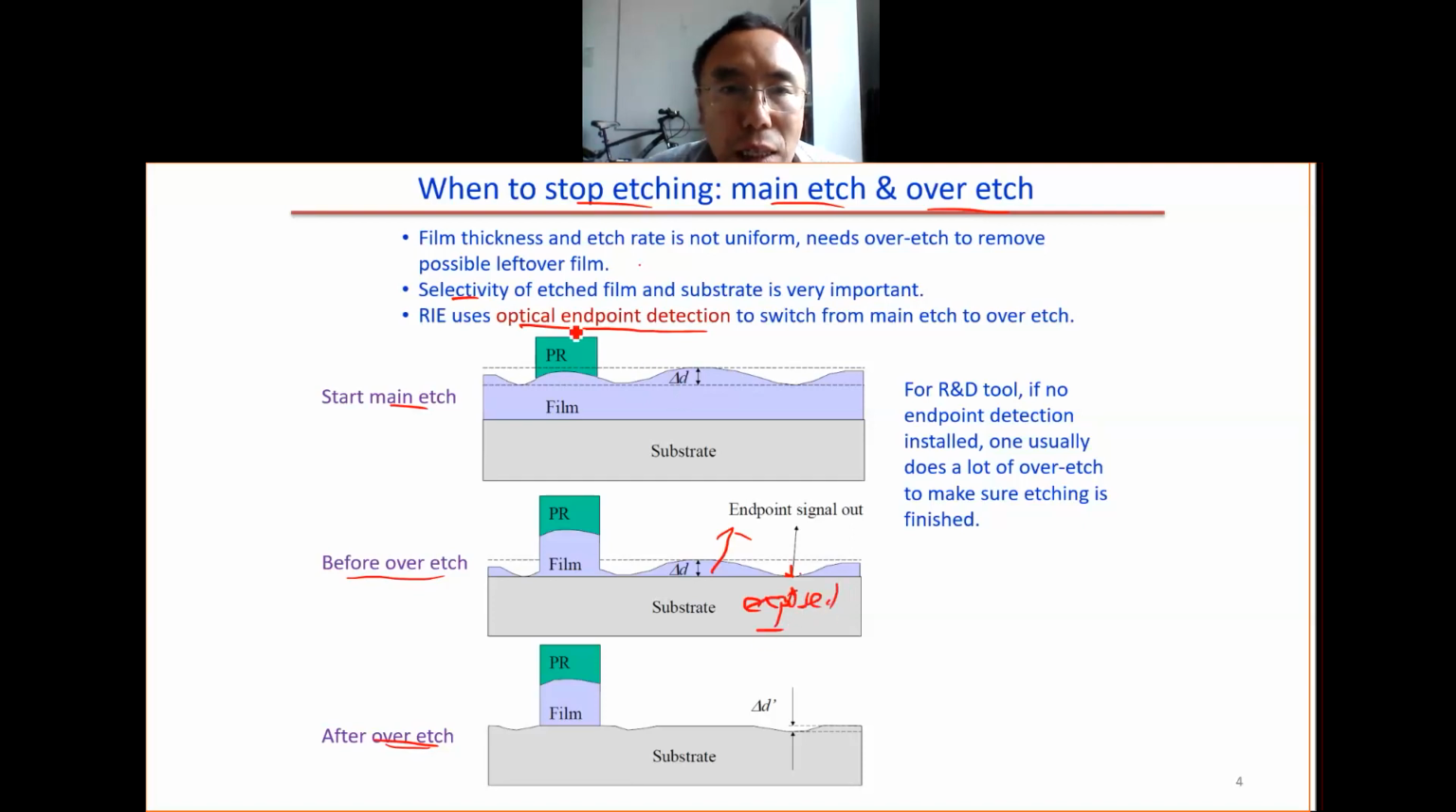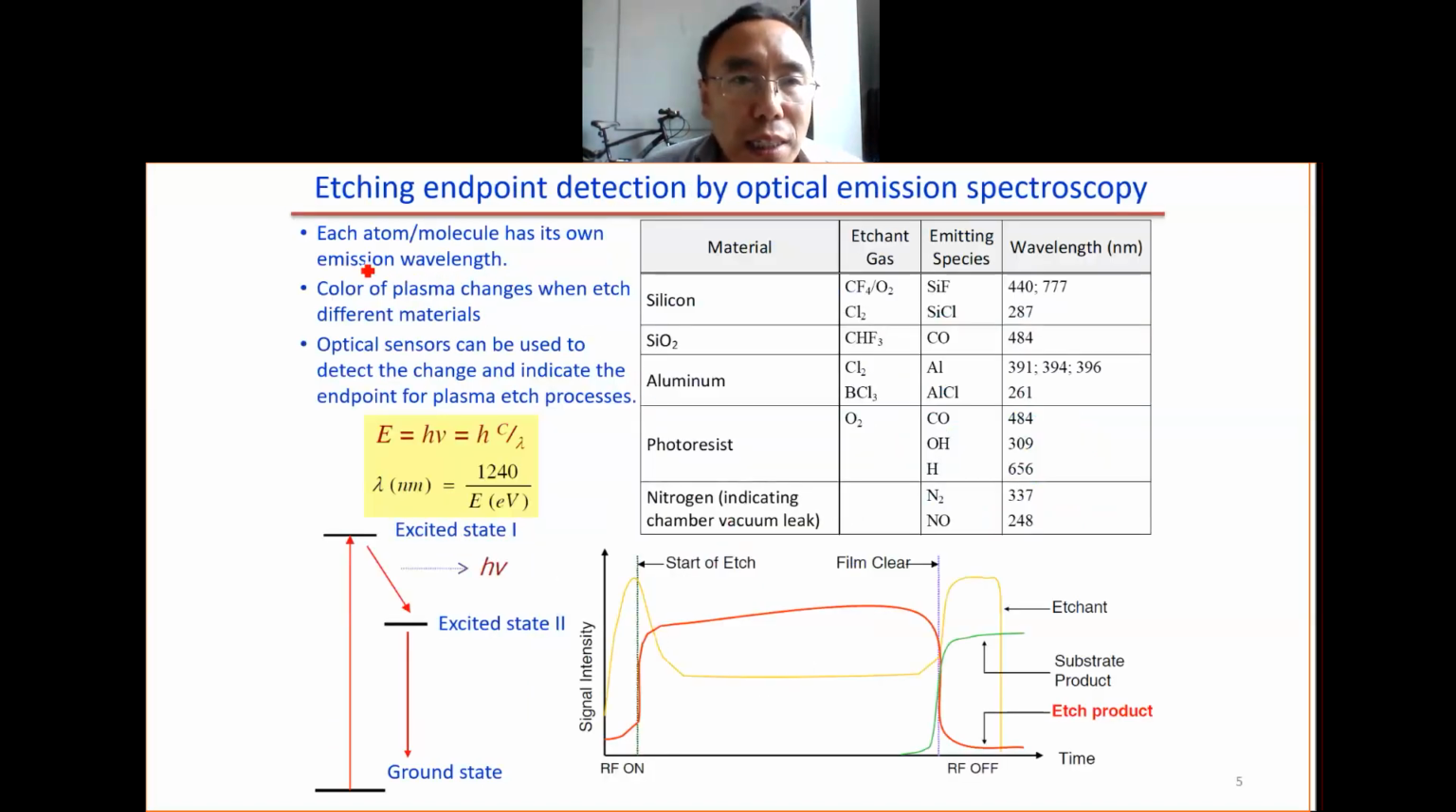So now we will look at the optical endpoint detection. We know that each atom or each molecule has its own emission wavelengths. So the color of the plasma changes when etching different materials. The color comes from the excitation of the electrons. For example, the molecule can go to a higher state, then go to this lower state, and it may emit light here. Then it can go to the ground state and may emit light again. So this can happen, and this can also happen. Different materials, different molecules, the light wavelength will be different.